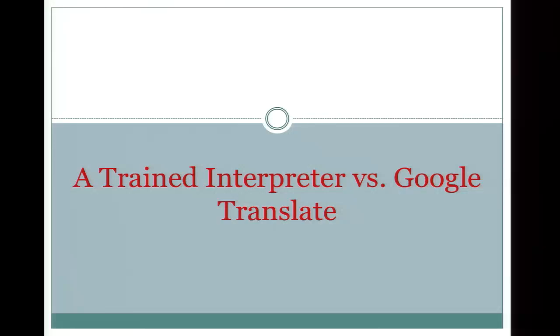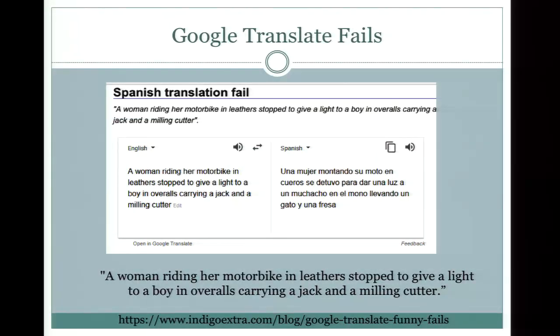Yes, people use this. So what's interesting about this is pretty much Google Translate fails. I was trying to be nice with this because there are some really hilarious Google Translate fails. There are some that are not safe for work or not appropriate for a conference, but some are really humorous, and they show you some of these huge fails. So I'm going to read the English, but I was going to ask if I could get a volunteer to read the Spanish to show you, wow, this wasn't even close. This was a Spanish translation fail. A woman riding her motorbike in leathers stopped to give a light to a boy in overalls carrying a jack and a milling cutter.